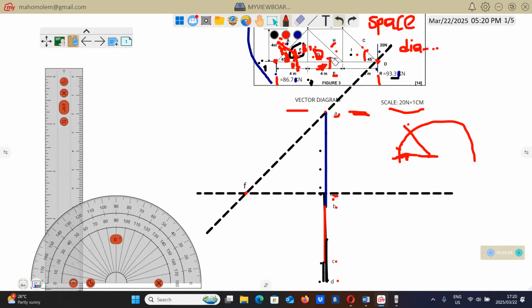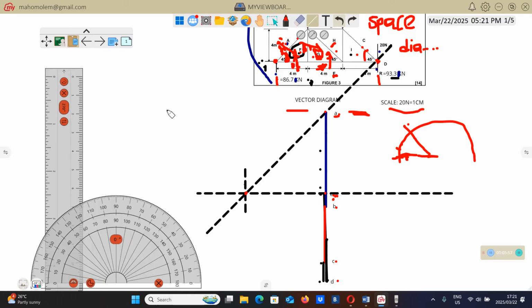So maybe let's start with E. From E to G, there is a horizontal line. So we will go to E, which is this point here. The horizontal line from E is already there. Then again, we'll go to F. From F to G there is a vertical line, so we're going to draw a vertical line from F like this. Then where those two lines meet will be point G.